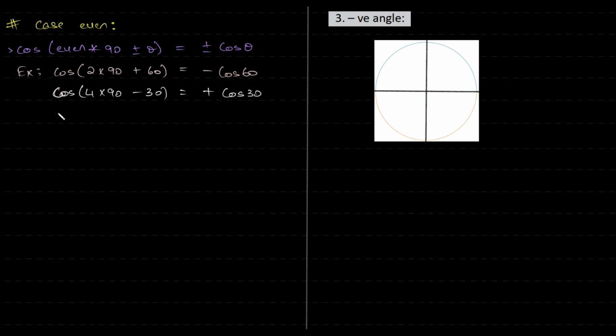Now, one more example, cos of 2 into 90 minus 45. Just one more example, no issues. This is an even number, so cos will remain cos, the angle is 45. Now, 2 into 90 is negative x-axis, minus 45 is second quadrant. So in second quadrant, this is negative, right? So when you talk about quadrant, this was third, this was fourth, and this was second.